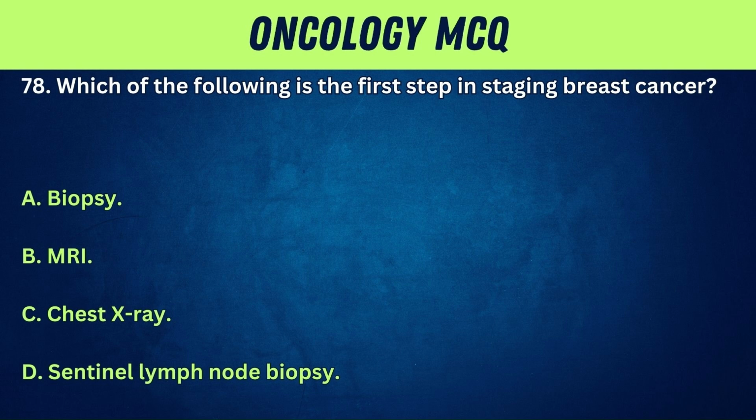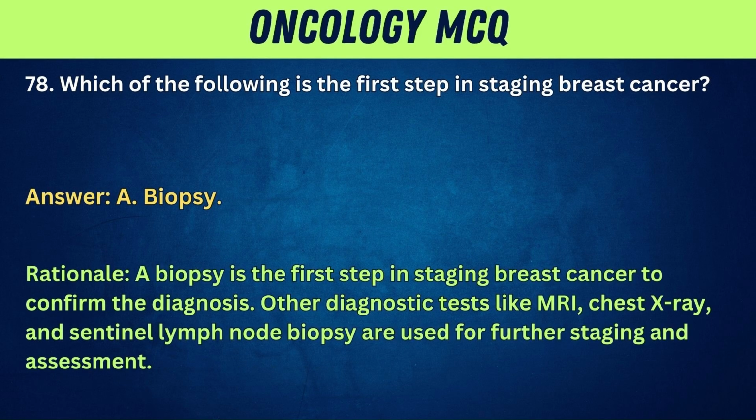78. Which of the following is the first step in staging breast cancer? A. Biopsy. B. MRI. C. Chest X-ray. D. Sentinel lymph node biopsy. Answer: A. Biopsy. Rationale: a biopsy is the first step in staging breast cancer to confirm the diagnosis. Other diagnostic tests like MRI, chest X-ray, and sentinel lymph node biopsy are used for further staging and assessment.